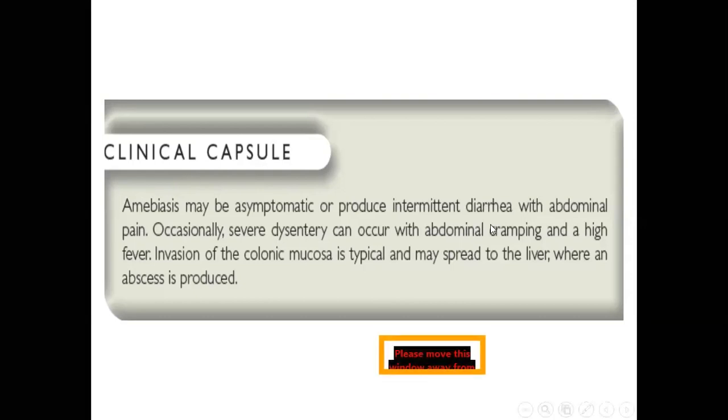Occasionally, severe dysentery, you get abdominal cramps, abdominal pain, high fever, and the colonic mucosa is typically invaded, and you can see multiple ulcers on the colon. And due to perforation of the colonic mucosa, the amoeba may reach the liver and produce hepatic abscess. Hepatic amoebic abscess.